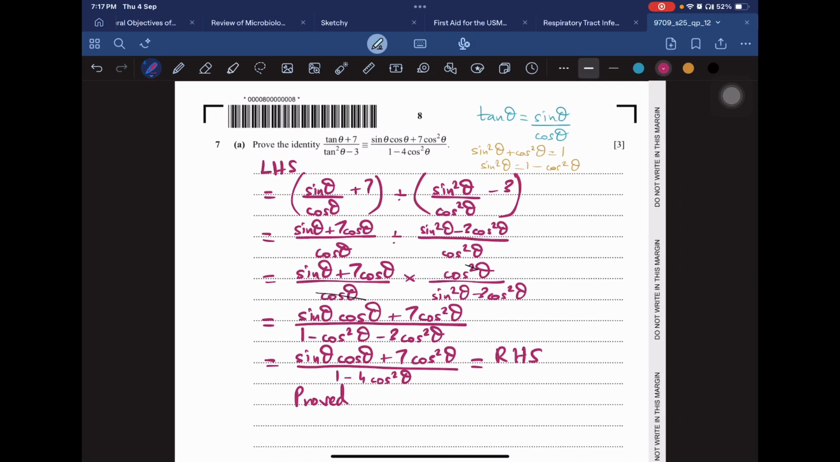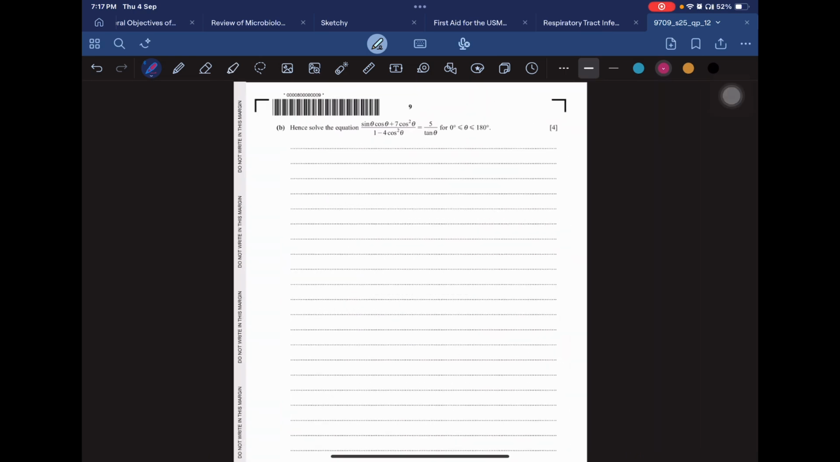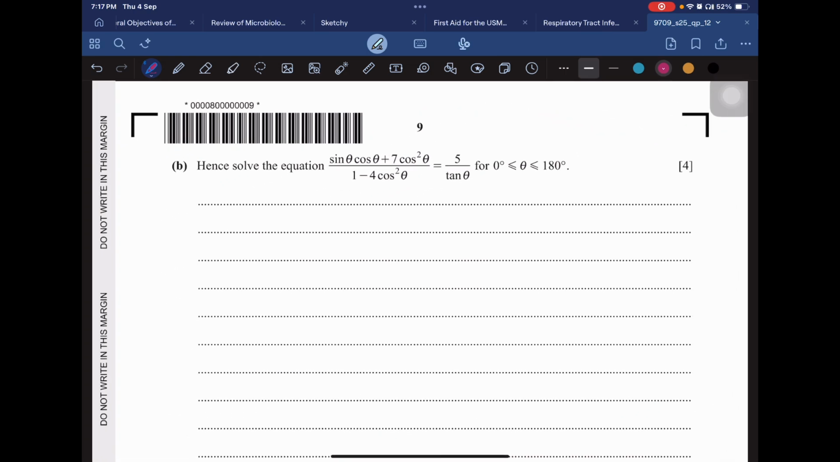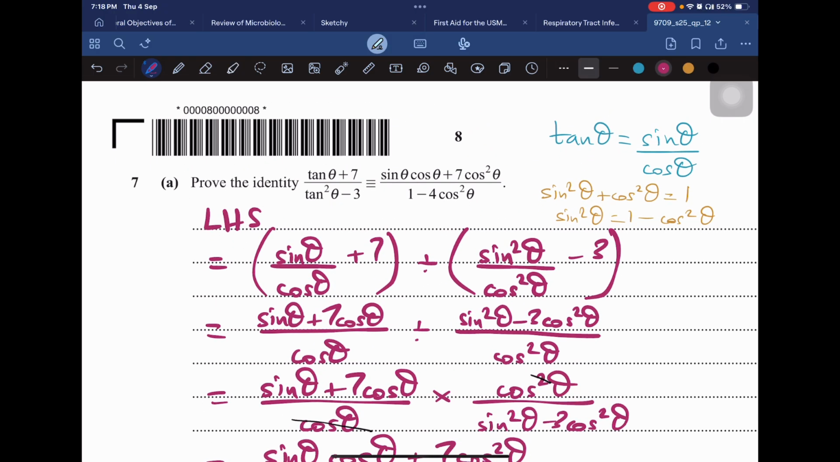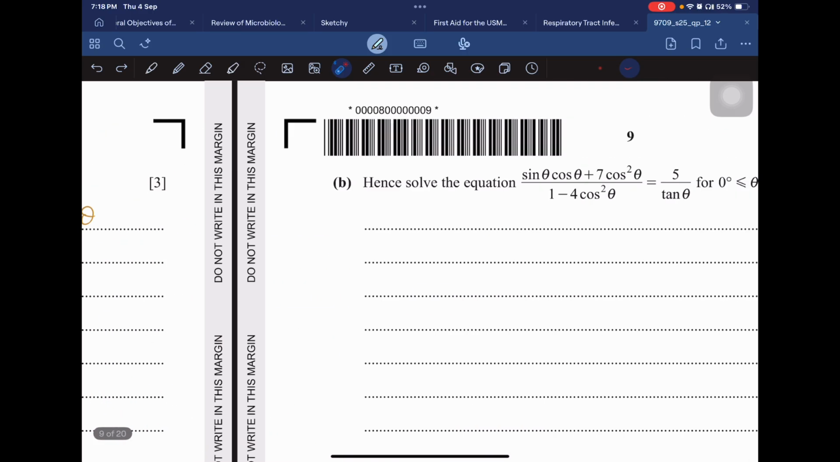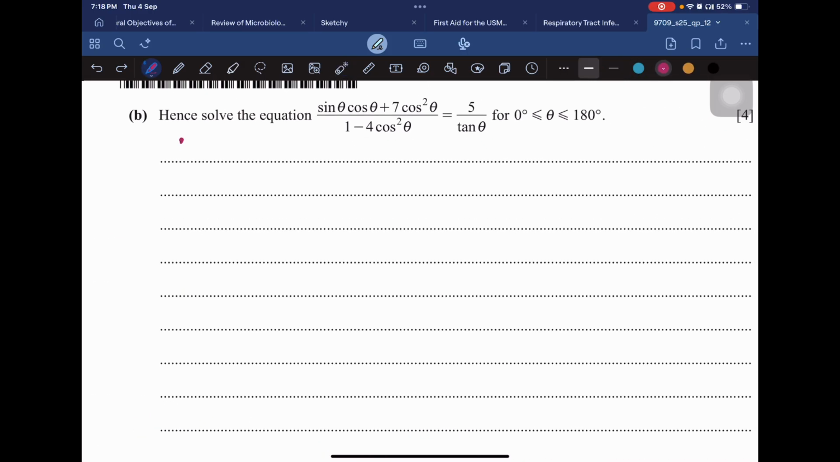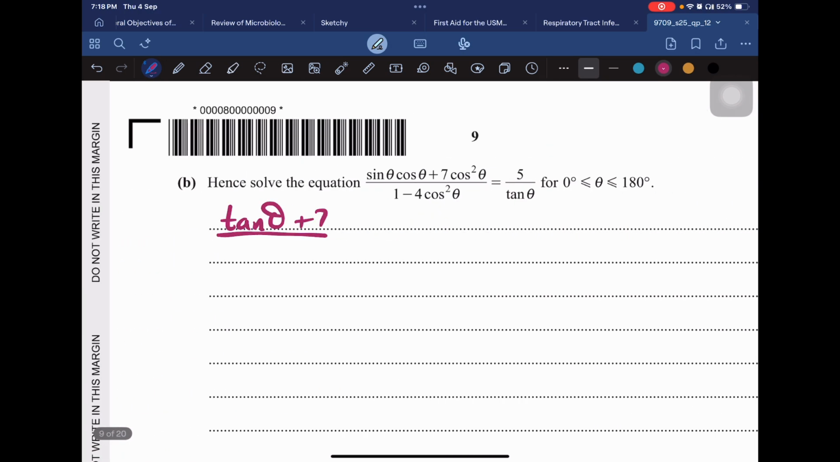I hope this question also makes sense. Move on to the next part. Hence solve the equation: sine theta cos theta plus 7 cos square theta upon 1 minus 4 cos square theta equals this. So over here we know that this fraction that they've given in the next part is equal to tan theta plus 7 upon tan square theta minus 3, and this has to be equated with 5 upon tan theta.